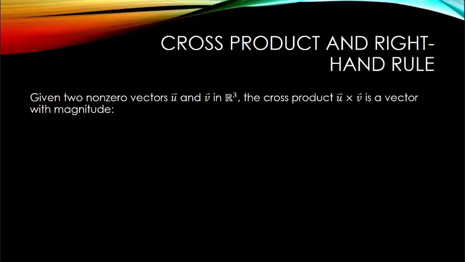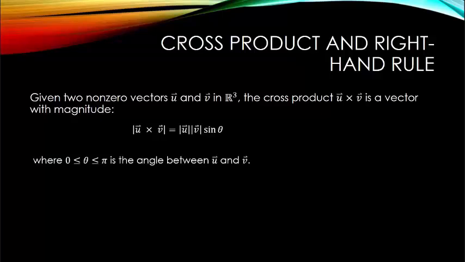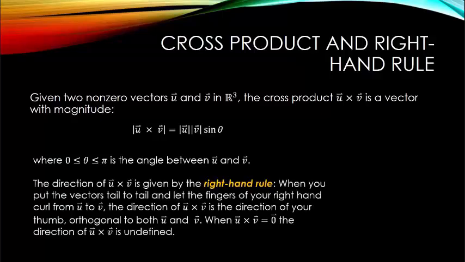If I'm given two non-zero vectors u and v in R3, the cross product, which is denoted by the vector u with a multiplication symbol that's a cross, and the vector v, is a vector that has a magnitude given by the magnitude of the cross product of u and v is equal to the magnitude of u times the magnitude of v times the sine of theta, where 0 is less than or equal to theta, which is less than or equal to pi, and theta is the angle that lies between the vector u and the vector v. The direction of u cross v is given by something called the right-hand rule.